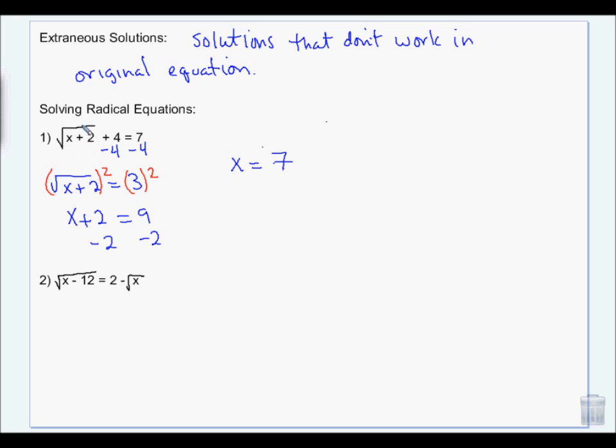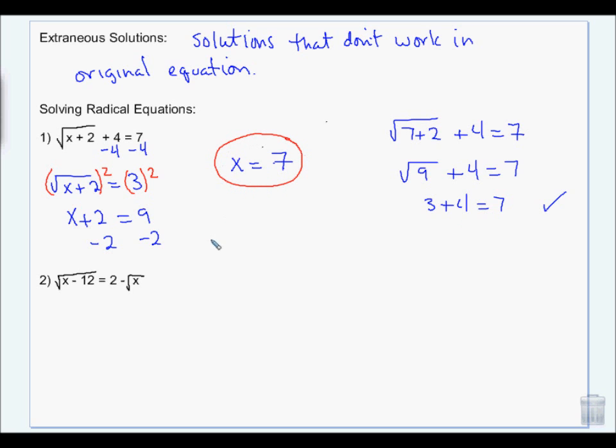And now we had said that this can't be less than -2, right? 7 is obviously not less than -2, but if you want to double check it, we just plug it in, and we have to make sure it works. So I have the square root of 9 plus 4 equals 7. This is true. Since that's true, this is true.